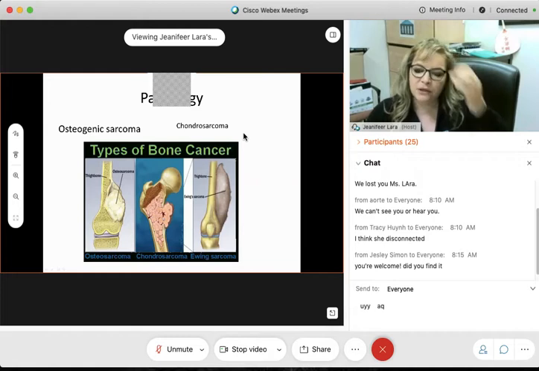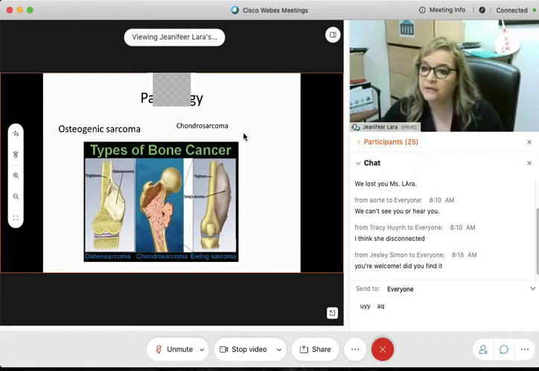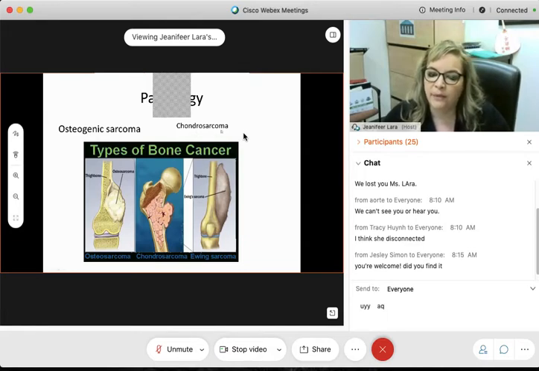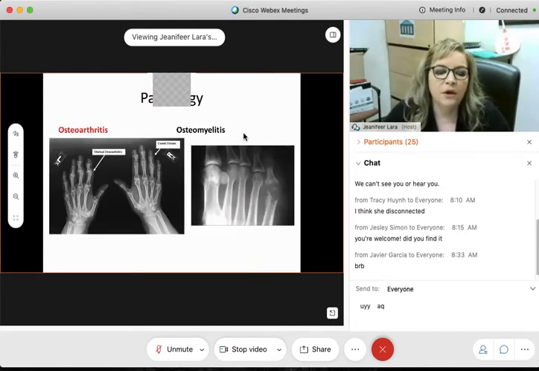Ewing sarcoma is also in your book. It just came with the picture. I'm not going to go into that. I really want you to start paying attention and putting your words together, looking at your prefixes and looking at your suffixes. Okay? Good. Perfect. Any questions here? All right, moving on.